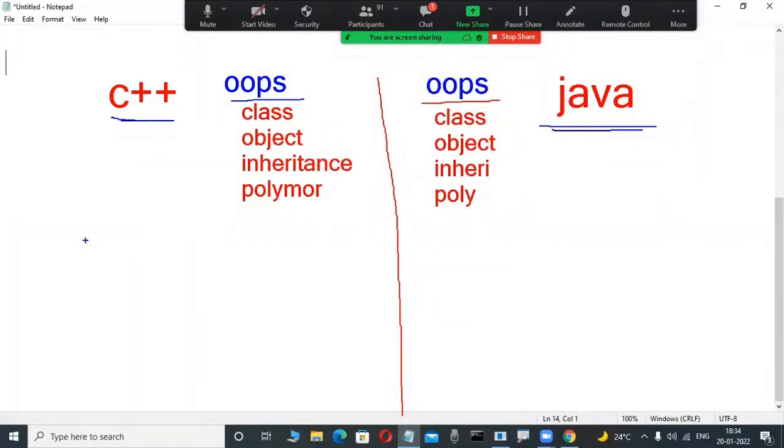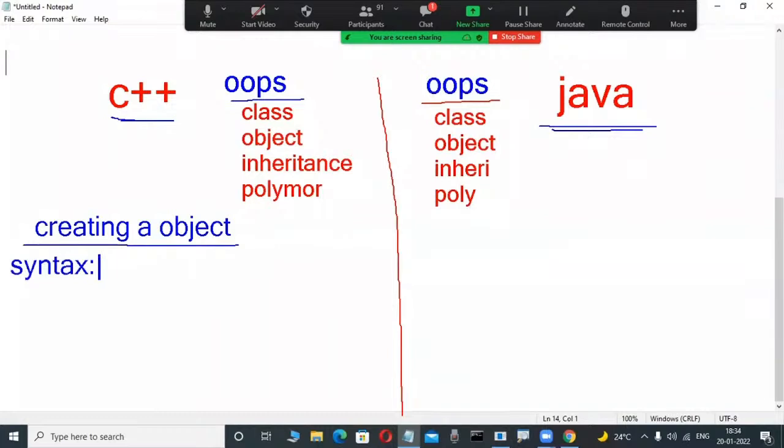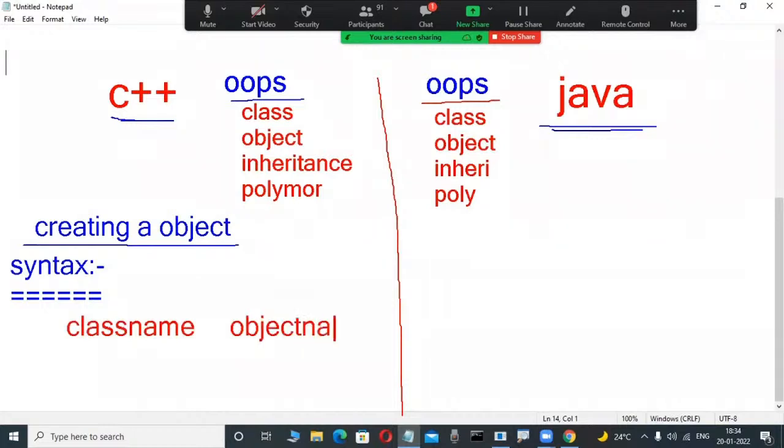Anybody guess? Suppose in C++ I want to create an object from the class, what is the syntax? Anybody technical having an idea? So many persons have an idea, I think. Creating an object from the class, what is the syntax in C++? Slowly observe here, here is the difference. Class name, space, object name. This is the syntax to create an object from the class in C++.